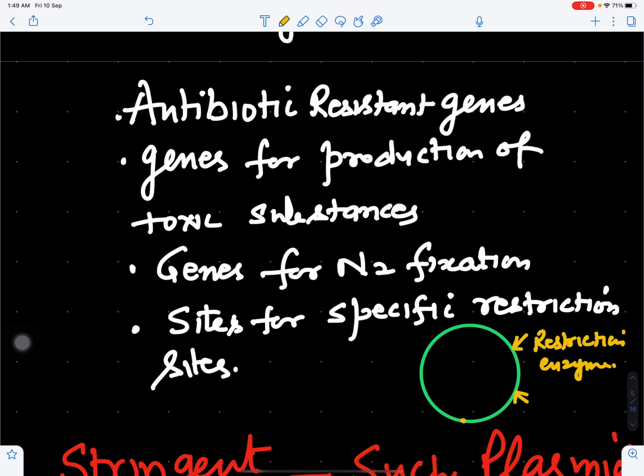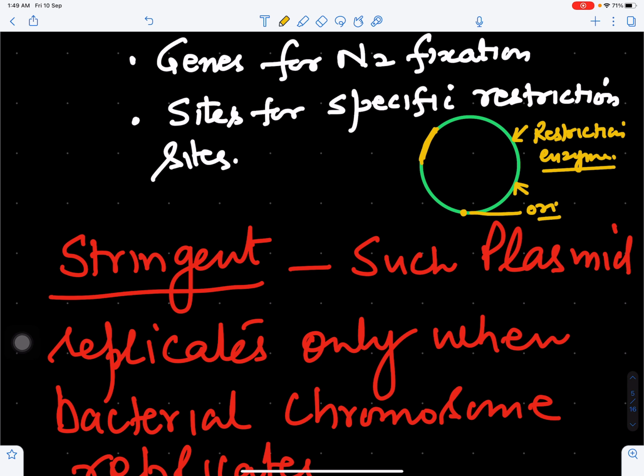So each plasmid will have an ORI point, which is called the origin of replication. Then it will have a marker gene which will mark itself, like for nitrogen fixation, an antibiotic resistant gene, the production of toxic substances, or tumor formation. So every plasmid may have a marker gene. It may have sites for the activity of restriction enzymes which will cut at specific places. Then the ORI point, the origin of replication, leads to its independent replication.